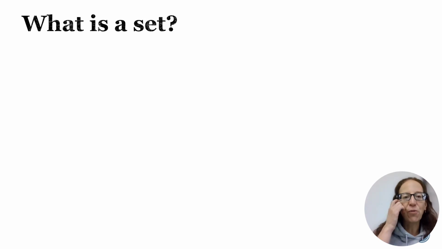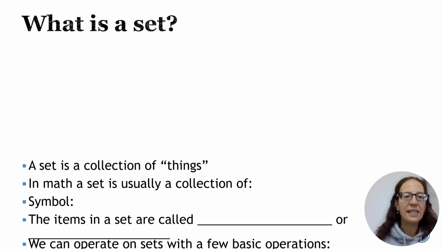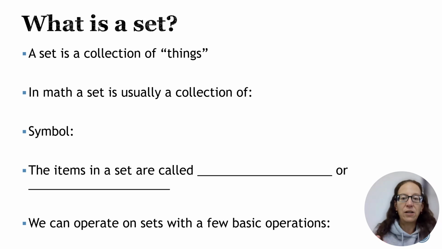So we're going to start off with: what is a set? You might think of things that you have a set of at home. Maybe you collect something, like a set of baseball cards or a set of coins, or a set of dishes. Essentially, a set is any collection of things. Now, "things" is not a great math vocabulary word, but it is broad.